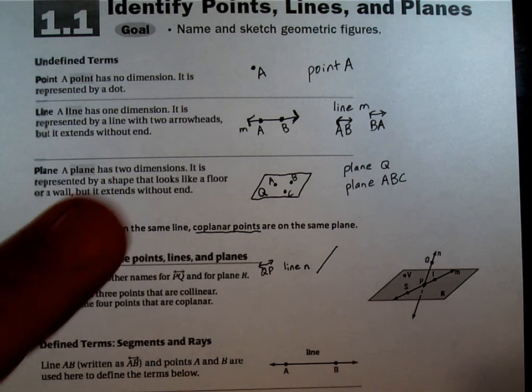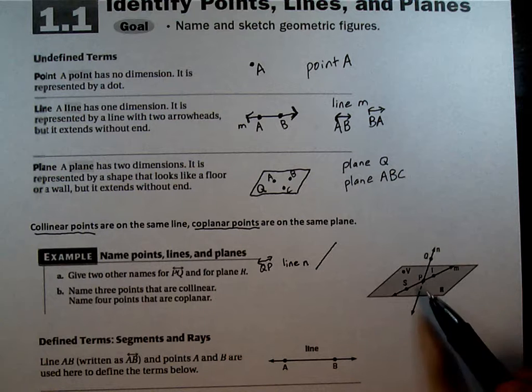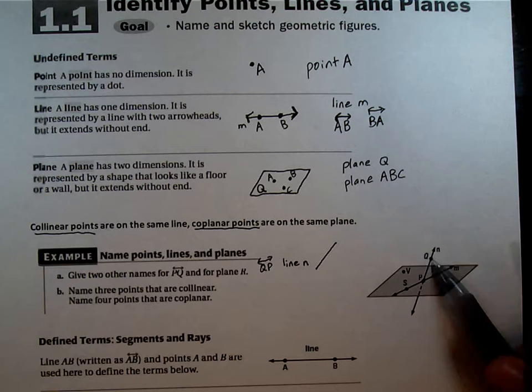It's not actually down on the paper. So kind of understand this. We will not use the letter Q. So we have to use 3 letters to name the plane. They can't use Q. It has to be 3 points.